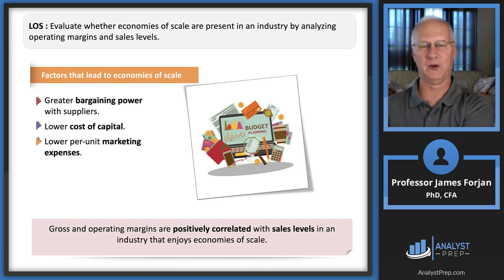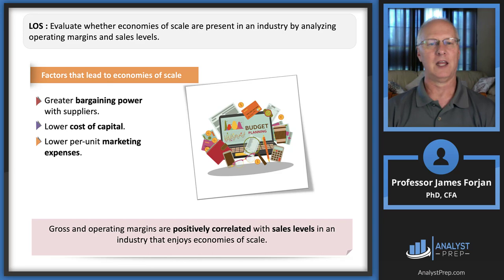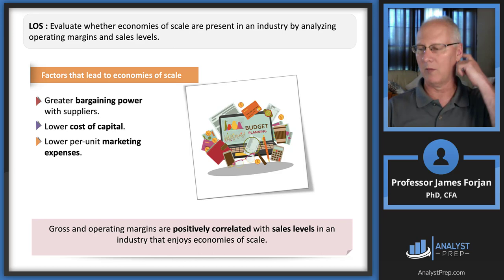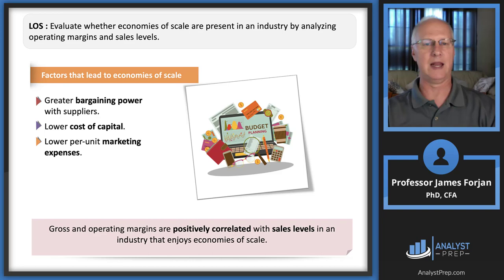How about lower cost of capital? You know, this goes back to Modigliani and Miller in 1958. Lower cost of capital will automatically lead to economies of scale. And then in particular, especially from this bottom-up approach or maybe the hybrid approach, lower per unit marketing expenses. Of course, what we want to do is hire somebody and have them be a part of our marketing strategy. And then we want to leverage that investment in marketing to higher revenues, and then we can spread out those marketing costs over greater units.